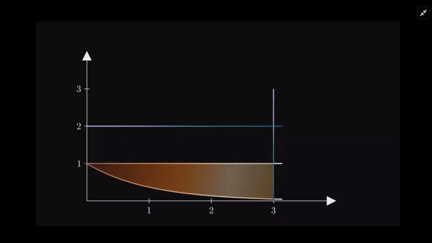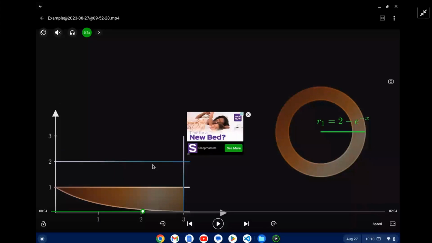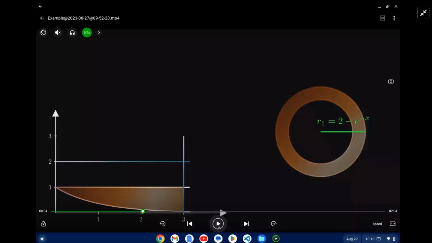Let's look at one ring now. We have an outer radius and an inner radius. The outer radius is given there. Take a little time here to think about where this comes from. It's 2 minus the value of the function. So the outer radius is 2 minus that. The inner radius should be clear. The inner radius is 1.